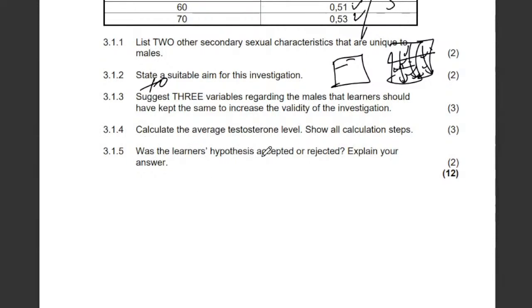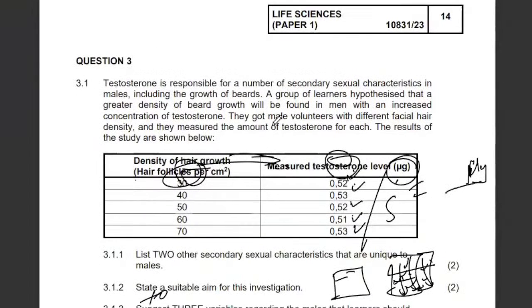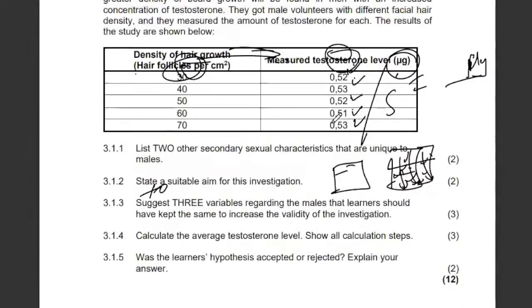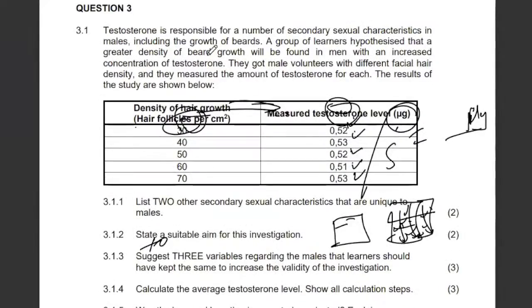Was the learner's hypothesis accepted or rejected? Explain your answer. Look at where the hypothesis is. They say that a group of learners hypothesized that the greater density of beards will be found in men with high increased testosterone. Do they have too much testosterone?